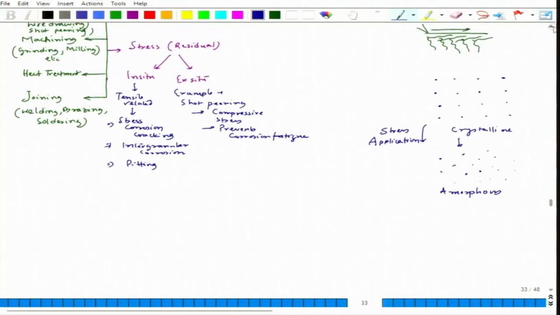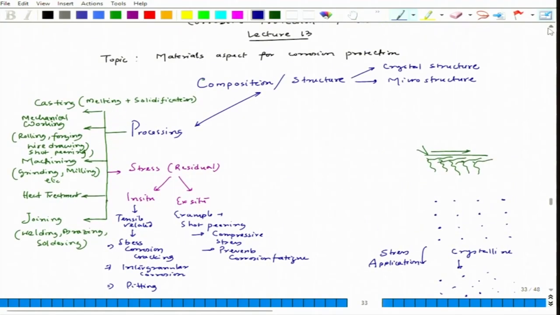Now we talked about the effect of stress, and you could see that the stress is actually coming due to processing, and that's what we are incorporating in the processing segment. That has a relation to the structure, and that would have a relation towards electrochemical behavior or corrosion behavior. Now once we incorporate this, what we are seeing is that this processing is leading to some change in the electrochemical behavior.